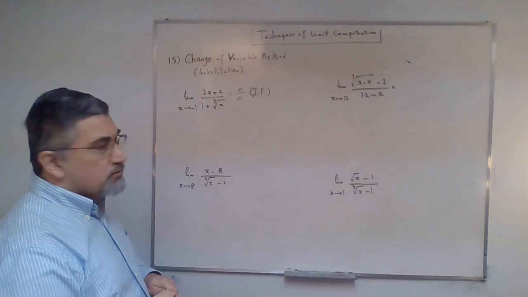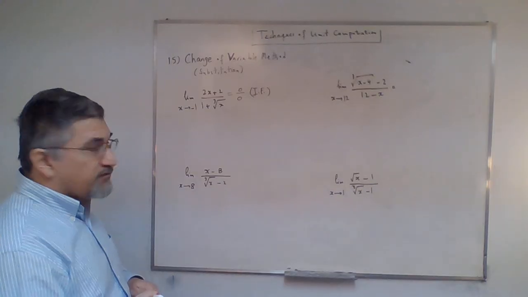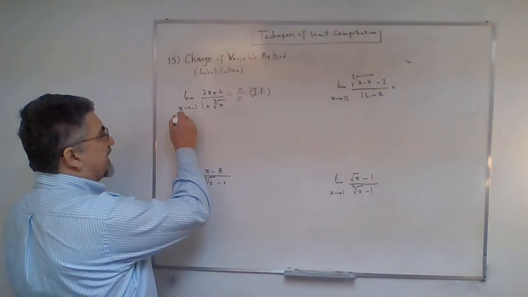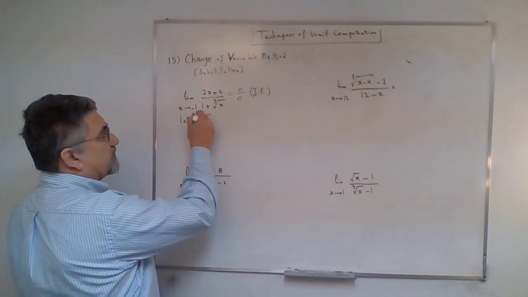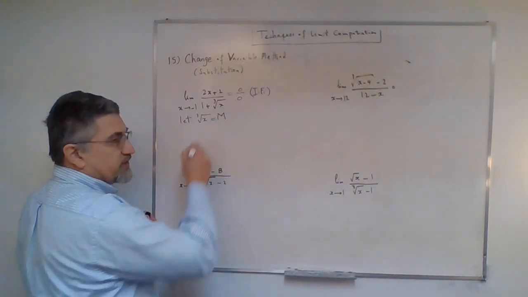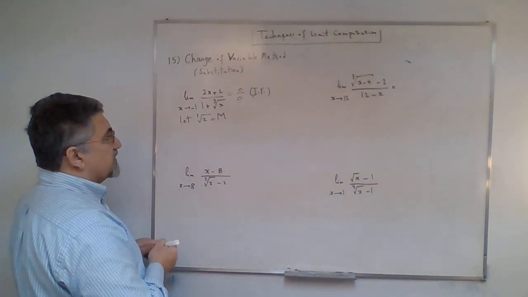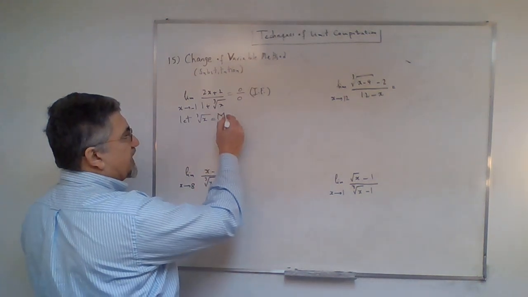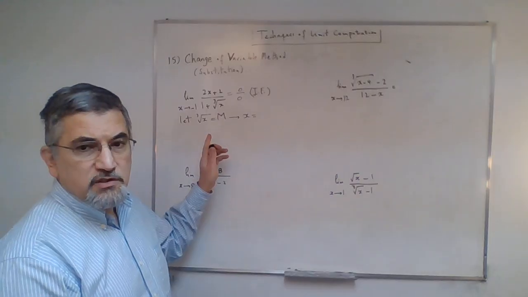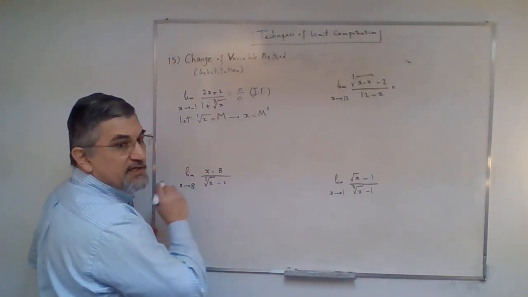So in order to find these kinds of limits, we are going to change the variable. I'm going to let the cube root of x equal some new variable, such as m, for example. So m is a new variable we are introducing. If that is the case, then if you raise both sides of this equation to the exponent of 3, you get x equals m cubed, clearly.